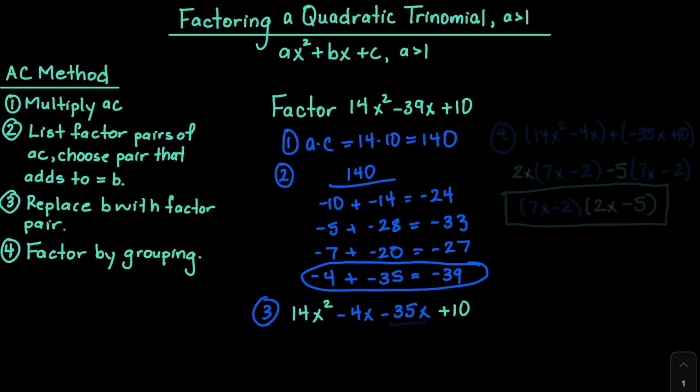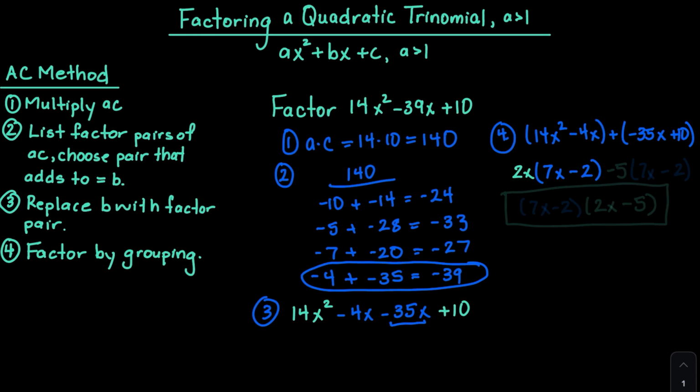Okay, step 4, factor by grouping. Group together first two terms. And like I said, when A equals 1, if this term here is negative, bring that negative inside the grouping. If you leave it outside, it can cause issues with factoring out your GCF. Okay, GCF between 14x squared and negative 4x is 2x. 14x squared divided by 2x is 7x. Negative 4x divided by 2x is negative 2.